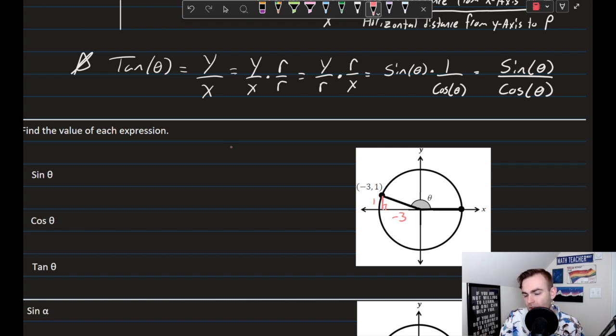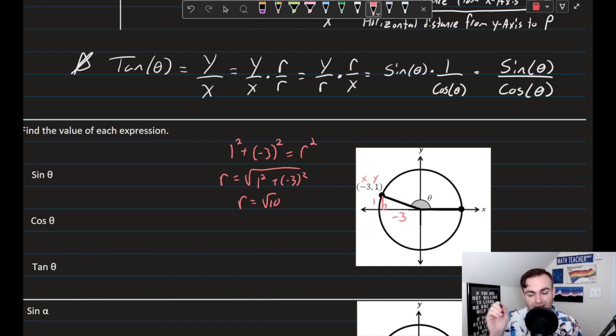So we're going to do 1 squared plus -3 squared is equal to r squared. Or if you know the distance formula, which is just a modification of the Pythagorean theorem, you could always say that r is equal to the square root of 1 squared plus -3 squared. 1 squared is 1, -3 squared is 9, 9 plus 1 is 10, so the radius is the square root of 10. So now we have all of our stuff that we need.